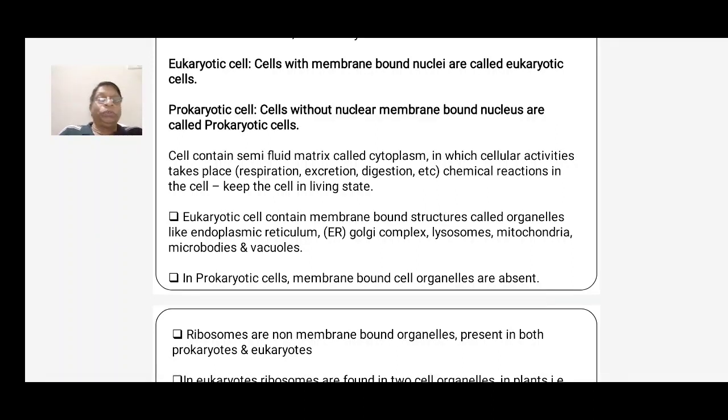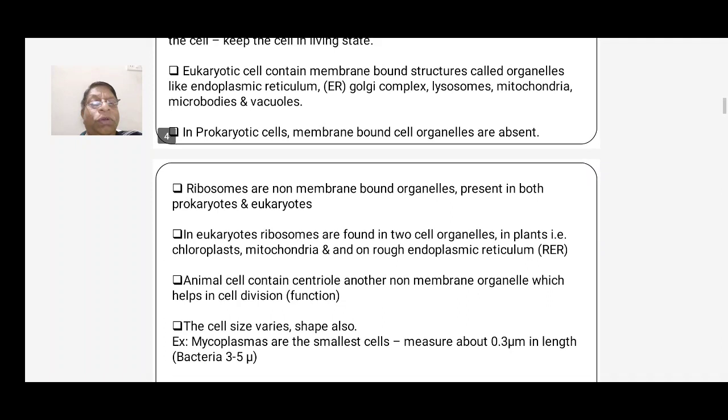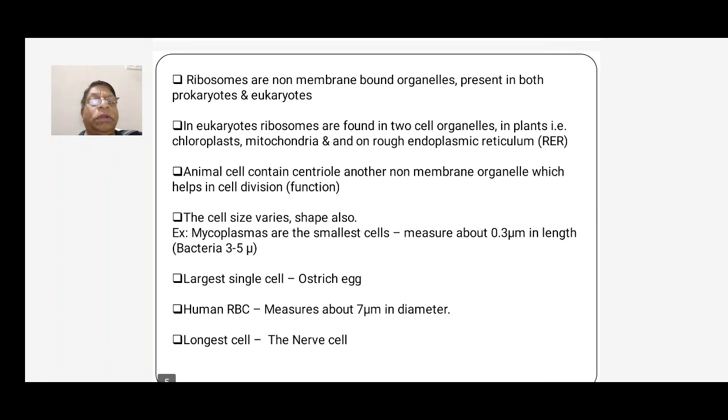But the ribosomes are present. The ribosomes are non-membrane bound organelles. Very important. The ribosomes are found both in prokaryotes and eukaryotes. But they are non-membrane bound organelle.